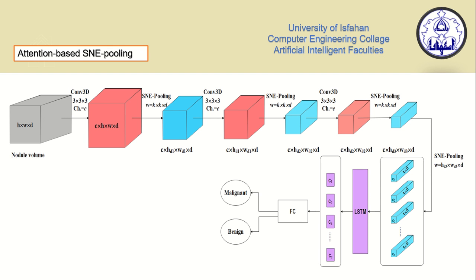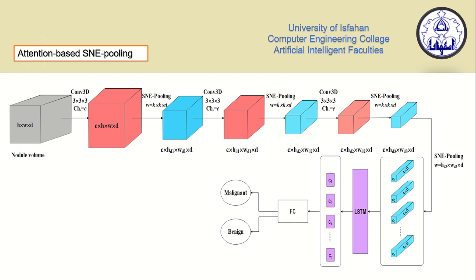Our model, attention-based snip pooling, takes an h by w by d nodule volume. We will start with 3D convolutional layers, each with C channels. Here C can be any number, it is just a placeholder. It can represent any number when we need to embed the volume space into a different number of spaces or channels.